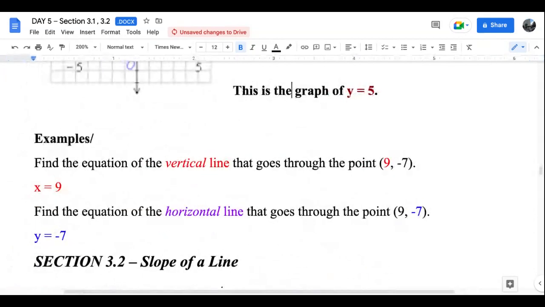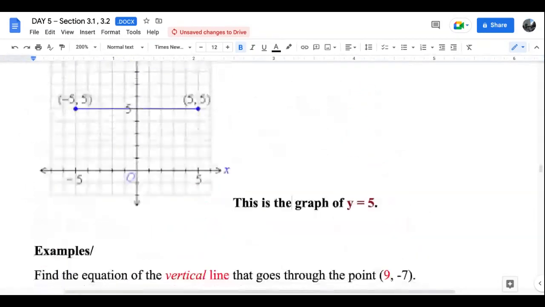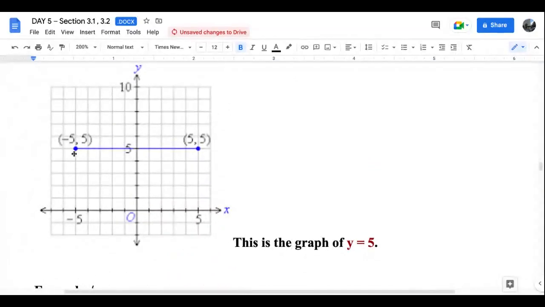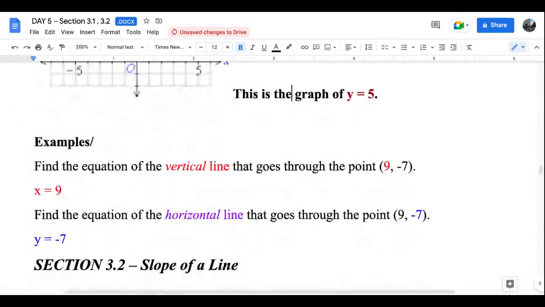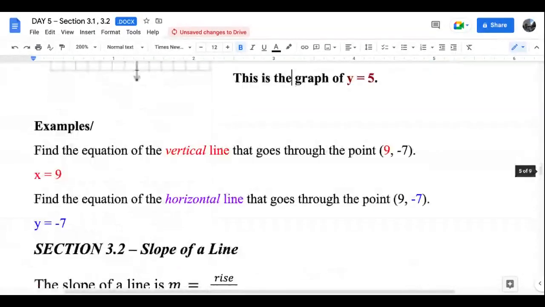So those two special lines, one is a vertical line, one is a horizontal line. Horizontal line is a function we'll talk about later. Vertical line is not a function.